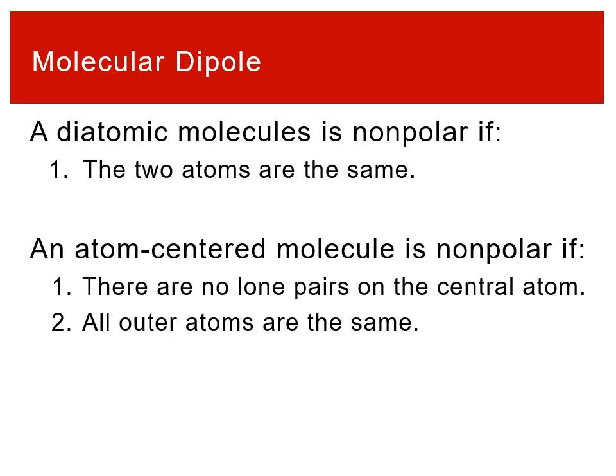We can put all of these together to give us a nice guide for whether or not a molecule is polar. If we have a diatomic molecule, just two atoms, that molecule is going to be nonpolar if and only if the two atoms are the same. If the two atoms are different, it'll be polar. An atom-centered molecule, with an atom in the middle and outer atoms, will be nonpolar if and only if there are no lone pairs on the central atom and all outer atoms are the same. Both of those must be true for an atom-centered molecule to be nonpolar. This is a distillation of all the ideas that come from adding up dipoles. We're not going to need to worry too much about adding dipoles because we can just follow these guidelines.